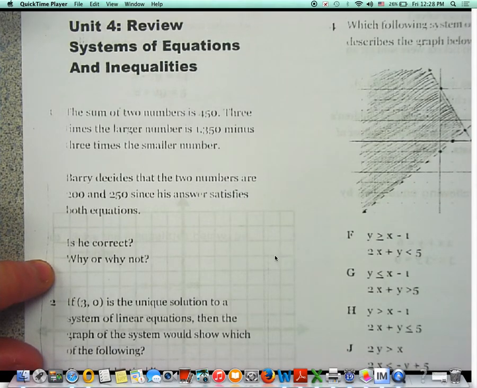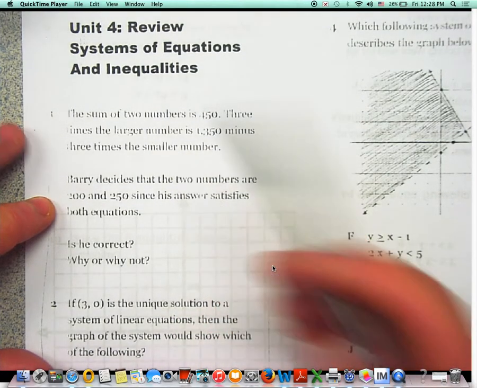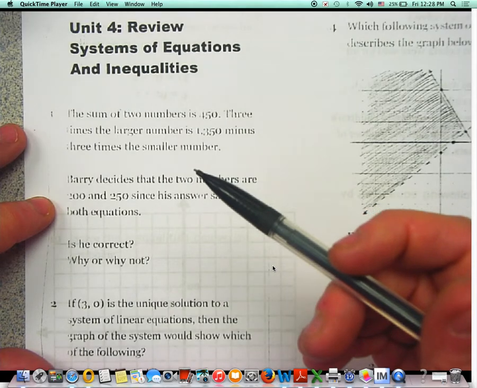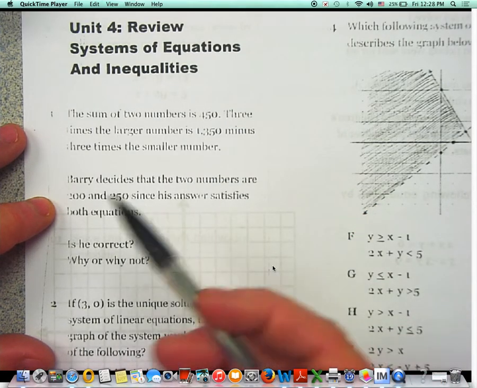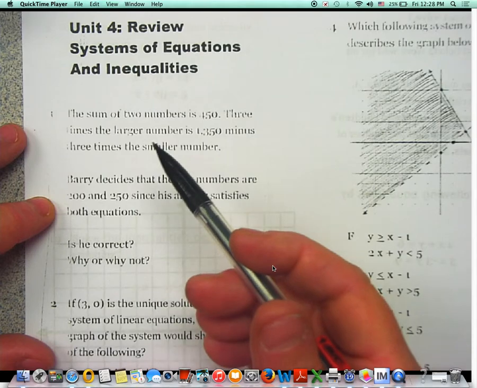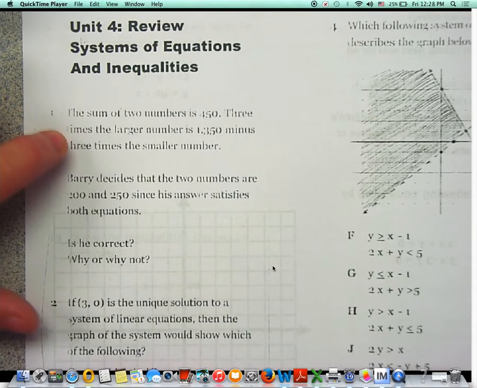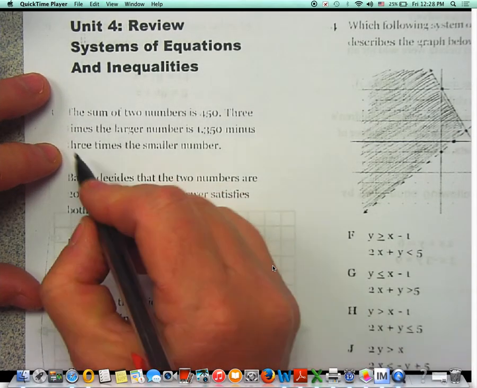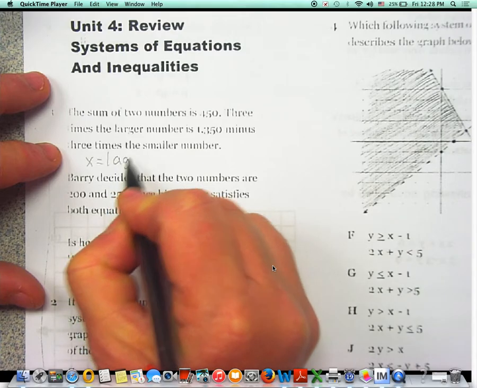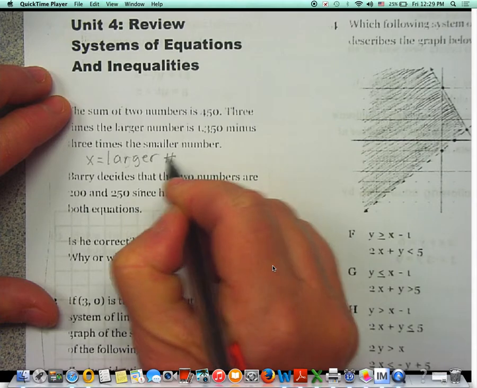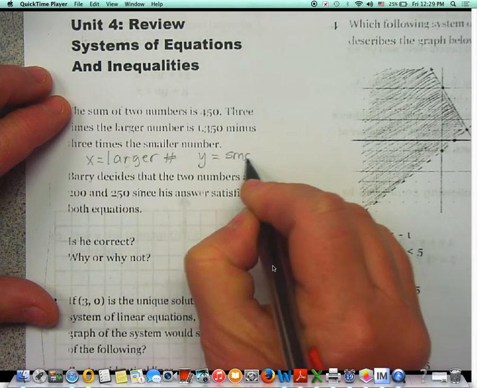All right, so it's not enough just to plug these numbers in and see if he's right, because he could be right and that may not still be the answer, because we could have more than one solution be correct. So we also need to check to see if these are correct, but we need to find the solution to this system. And we're going to do that by, we've got two numbers, a larger number and a smaller number, so we're going to let x equal the larger number. And we'll let y equal the smaller number.